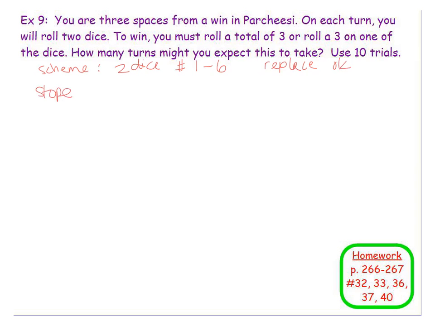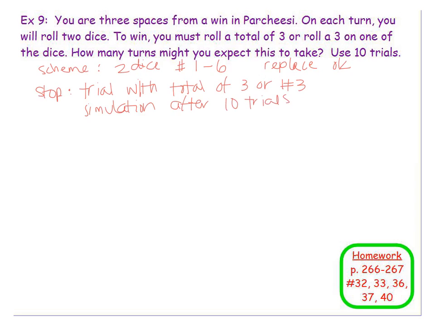So when do we stop? We're going to stop each trial with either a total of 3 or the number 3 on one of your dice. When are we going to stop the simulation? We're going to stop the simulation after it says 10 trials. Okay, so let's look at our count. I'm going to put a few more down here since I have space.